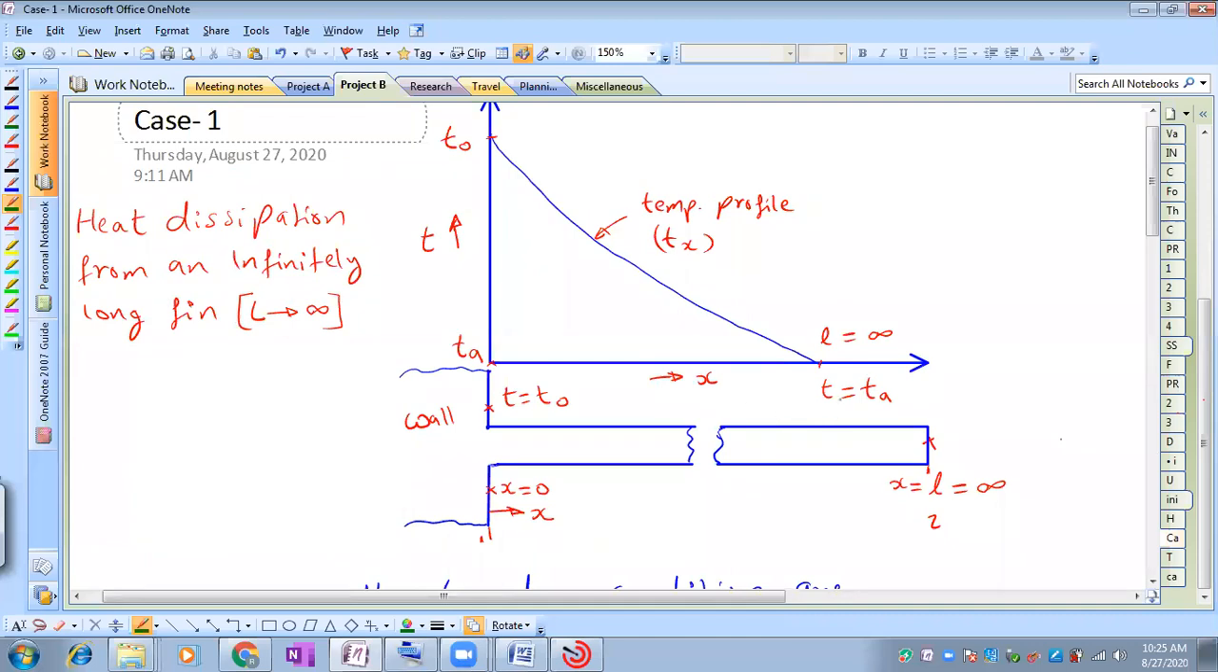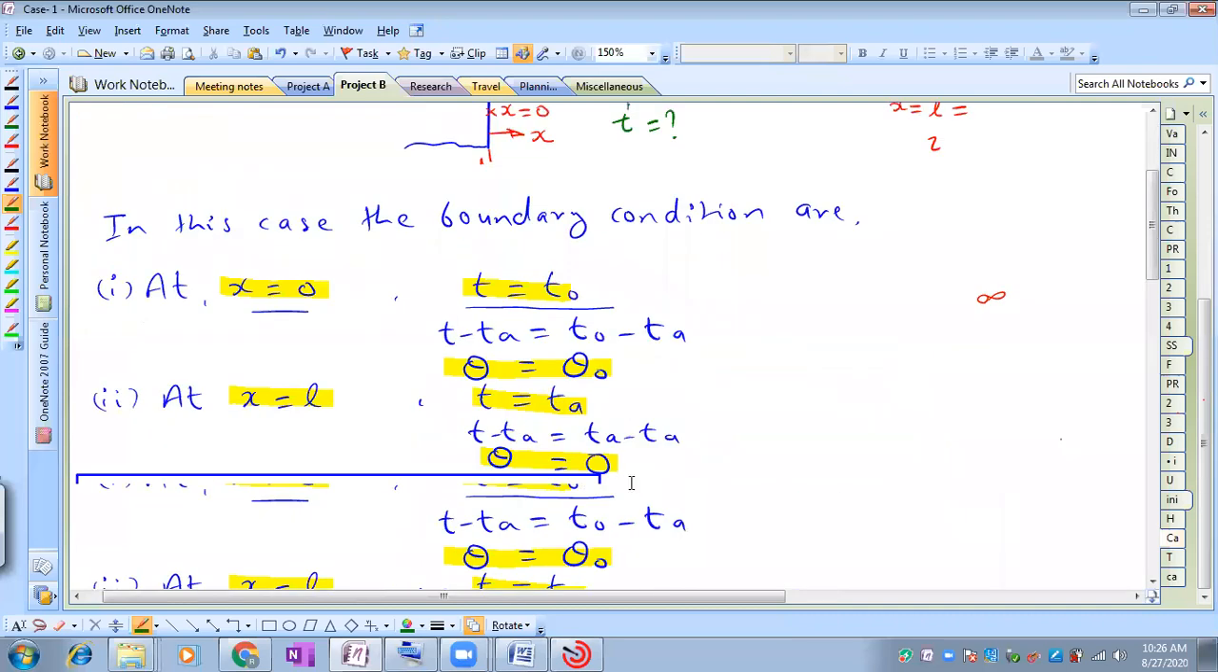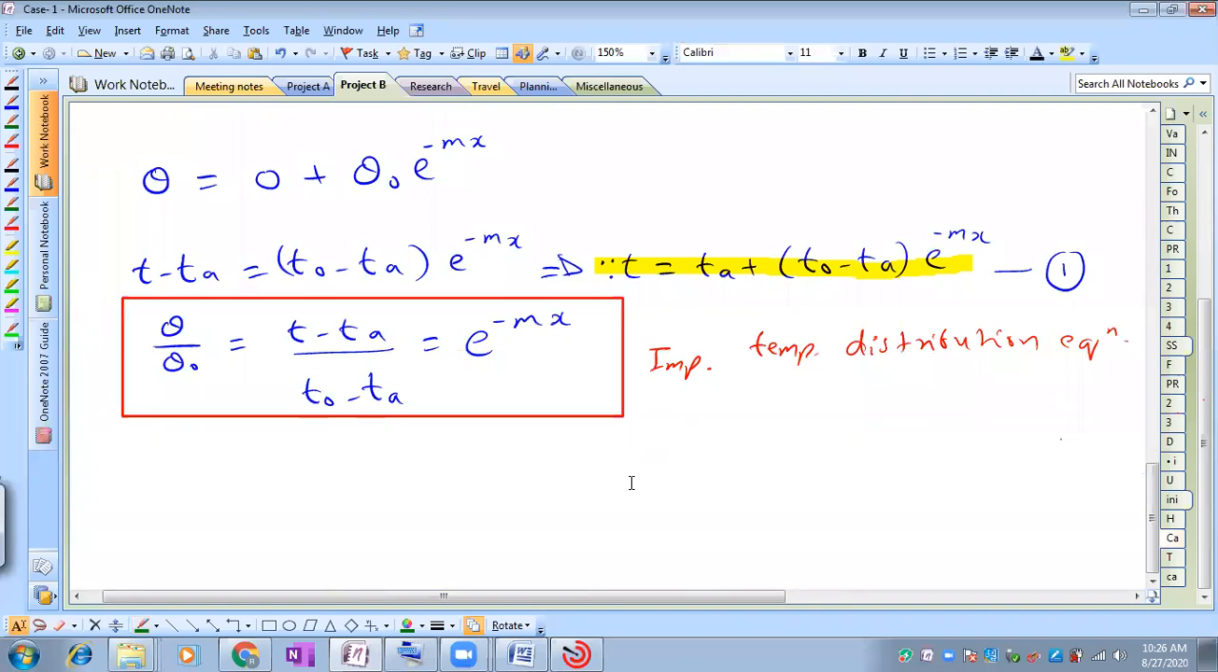So if you refer back to the diagram, if I want to calculate the temperature at this location, then I have to refer to that equation. T is equal to TA plus T0 minus TA into e raised to minus mx, where x represents the distance from the base of the fin to this location. Okay, so we'll take one problem on this so that things will get more clear.